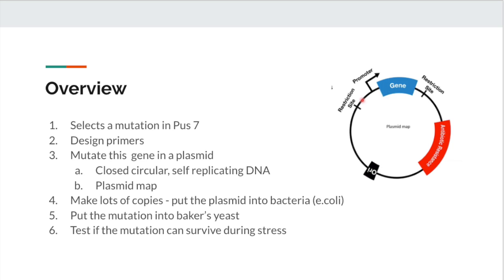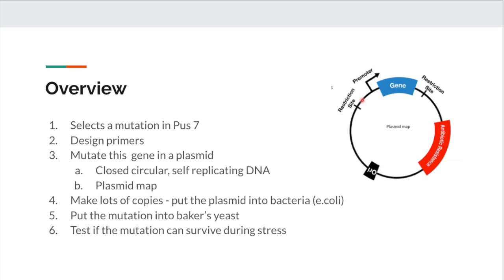Then we will be putting those copies of the plasmid into Baker's yeast. We will be putting it into Baker's yeast because there is no Pus7 in that yeast, and we want to just grow the Pus7 mutation into the yeast. And then next, we will be testing our mutation in a plating assay and see if it can survive the heat stress we will be putting on it.